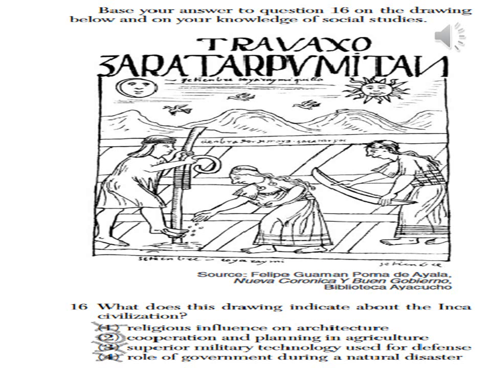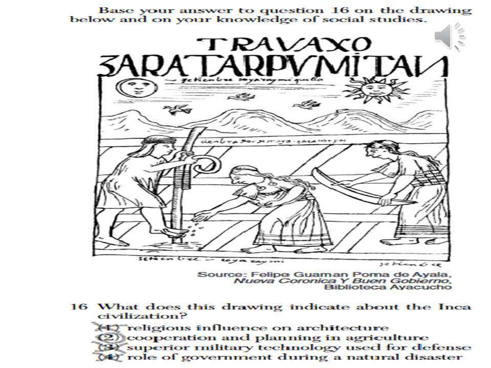They're cooperating, they're working together to plant food. They're planting food, they're working in agriculture. Answer number 1, religious influence on architecture. I mean, it does talk about architecture, but I don't see anything about religion here. I see people working together, so that's why number 1 is wrong.